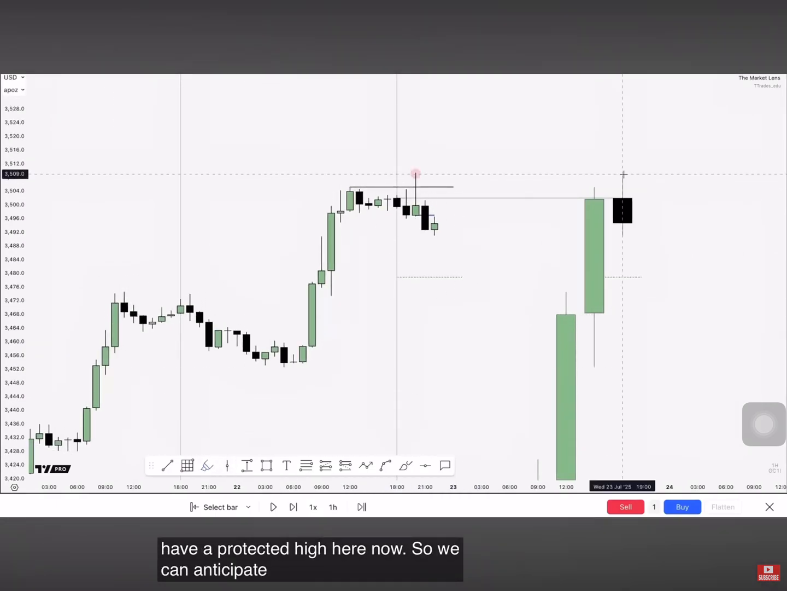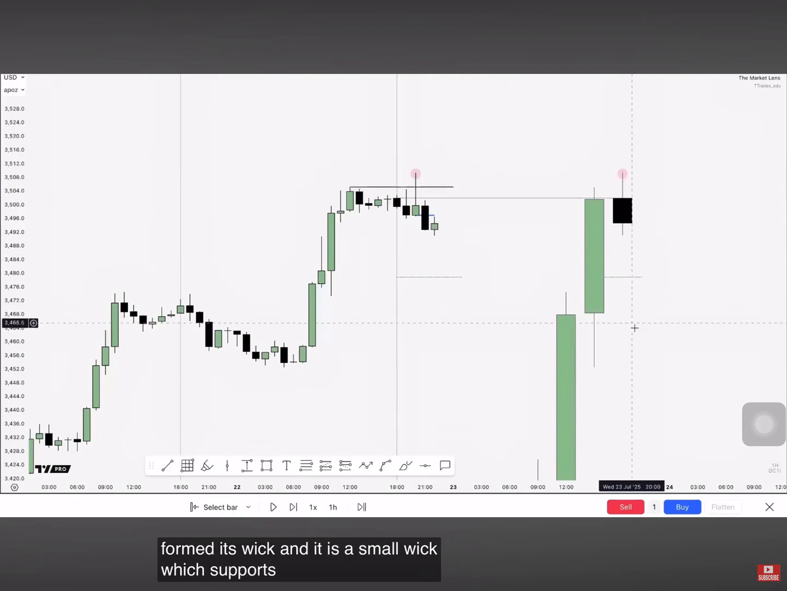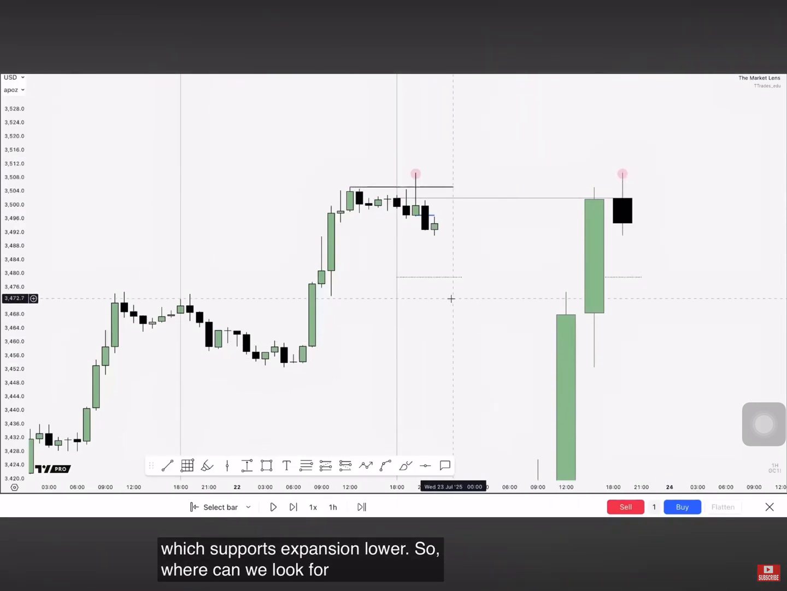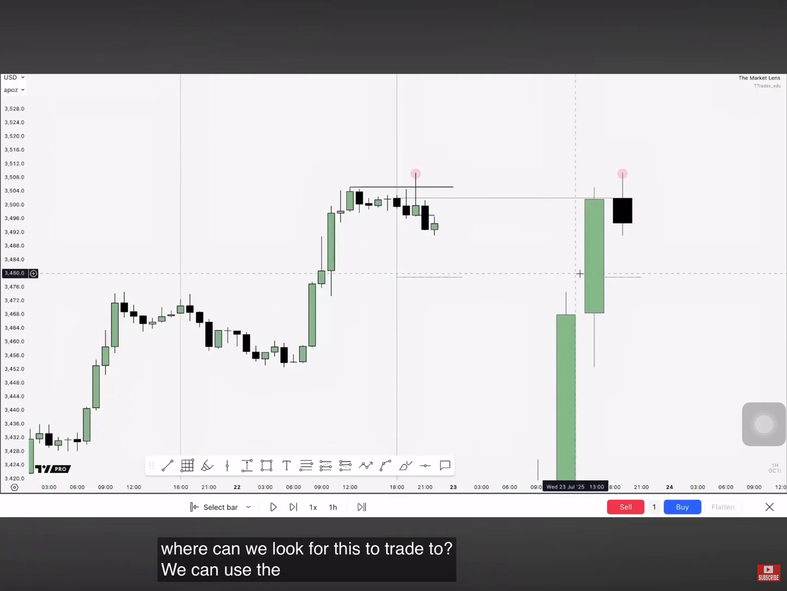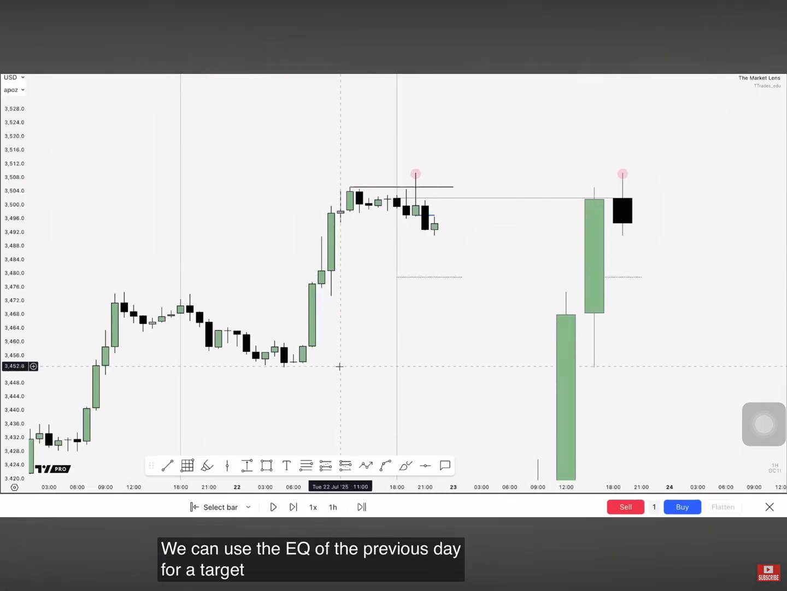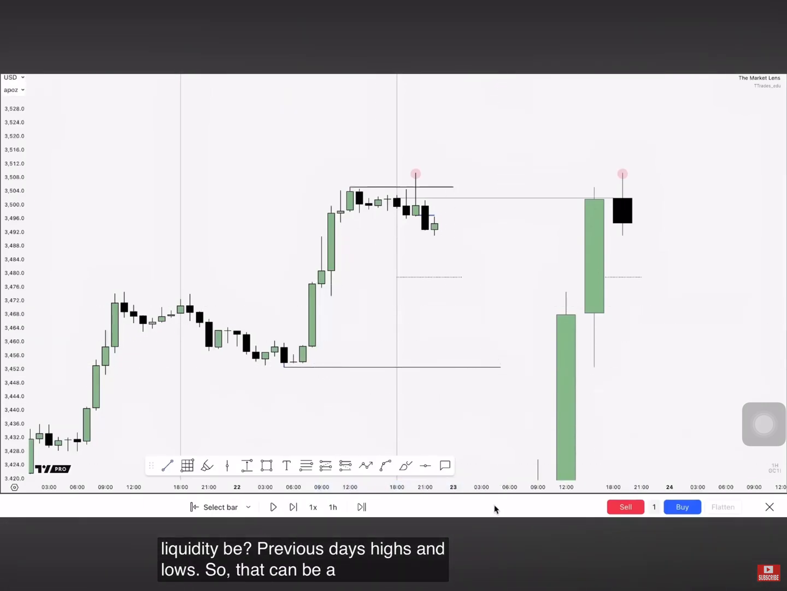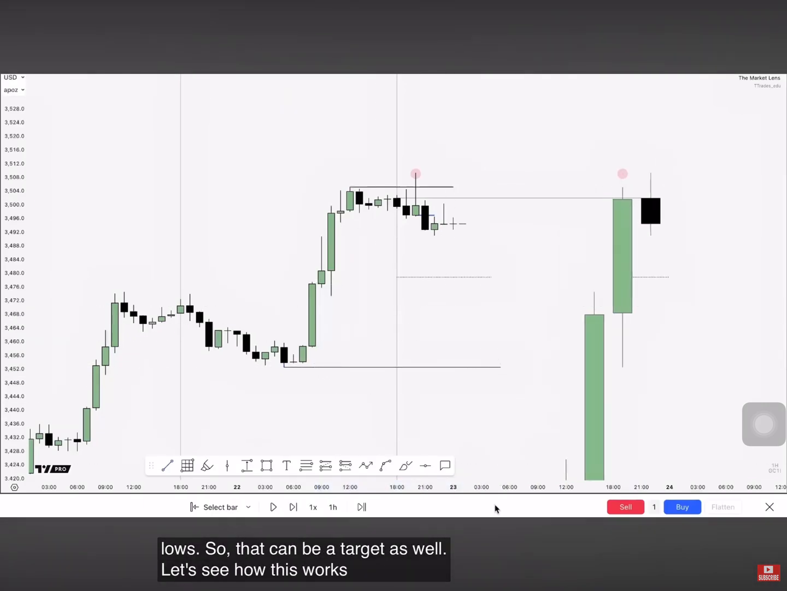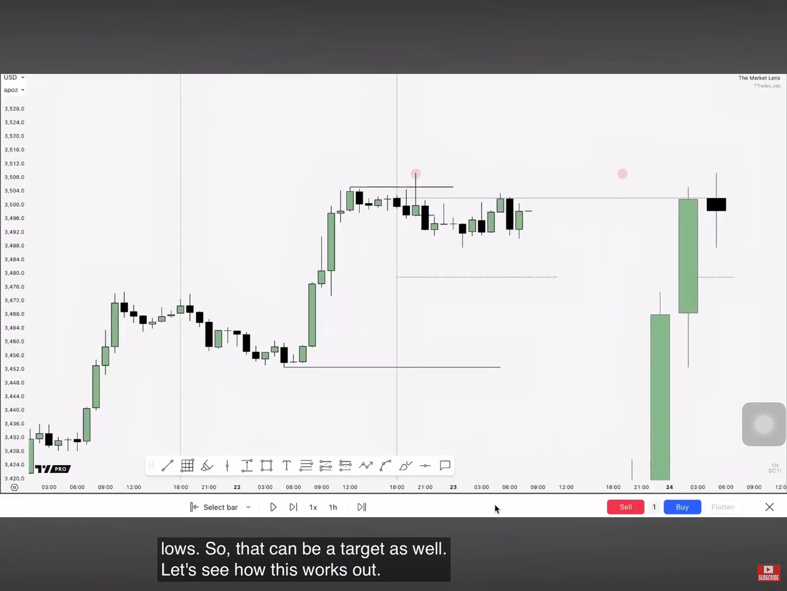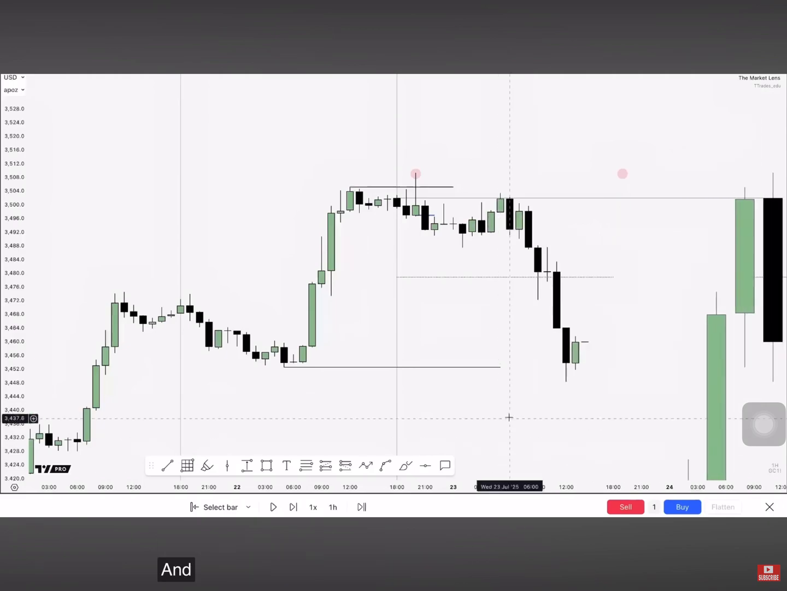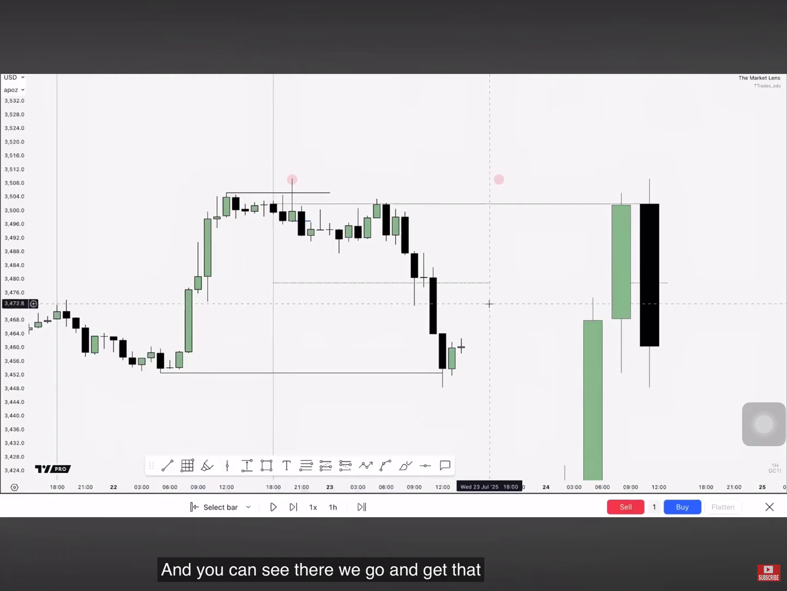So we can anticipate that this daily has formed its wick, and it is a small wick which supports expansion lower. So where can we look for this to trade to? We can use the EQ of the previous day for a target, or liquidity. What would liquidity be? Previous day's highs and lows. So that can be a target as well. Let's see how this works out. And you can see, there we go, and get that expansion lower.